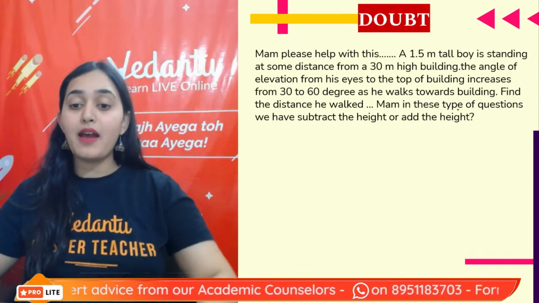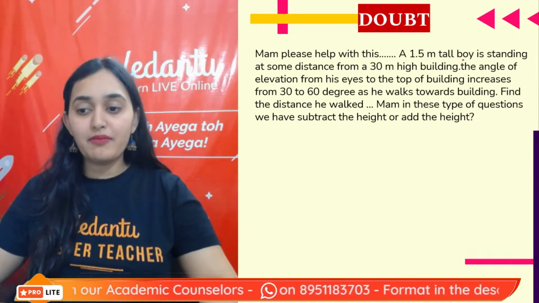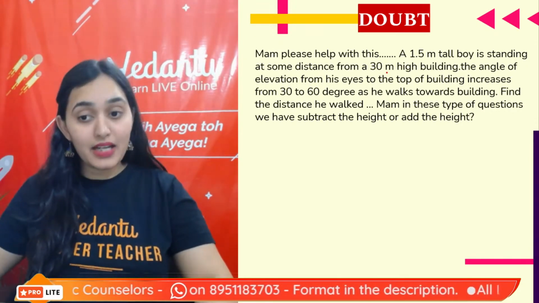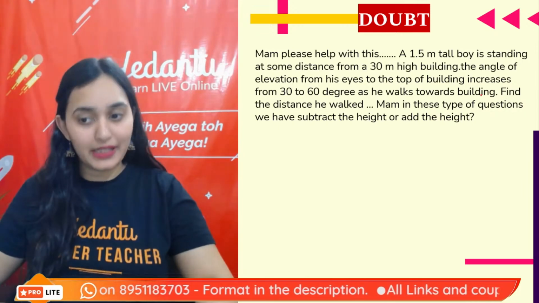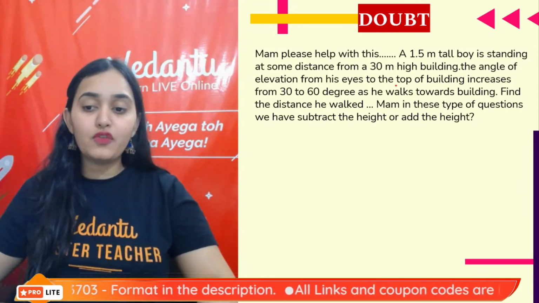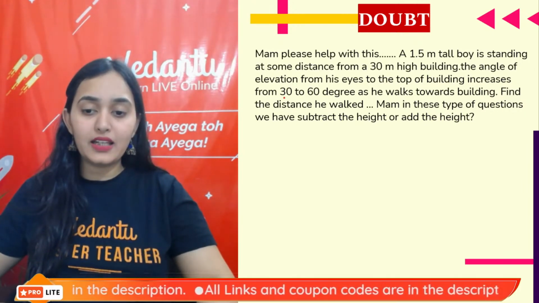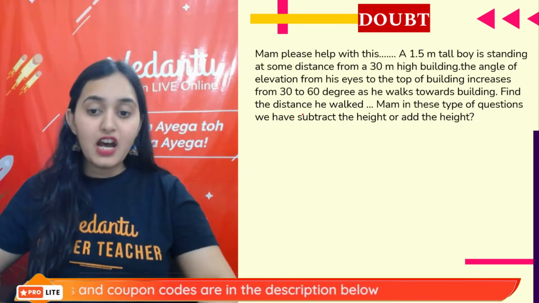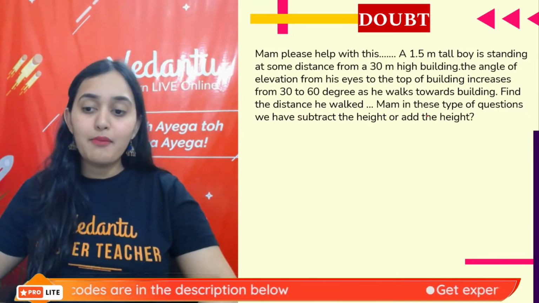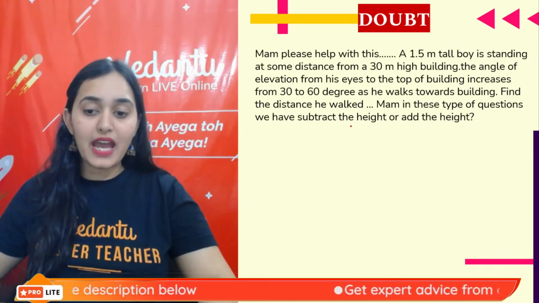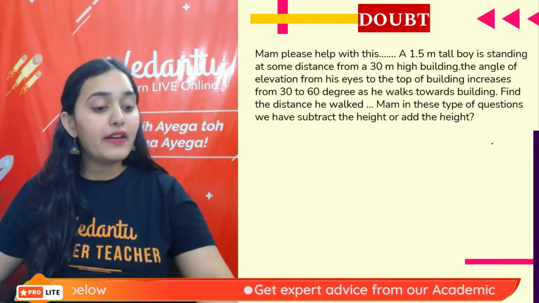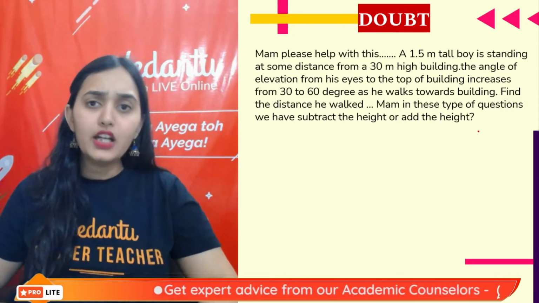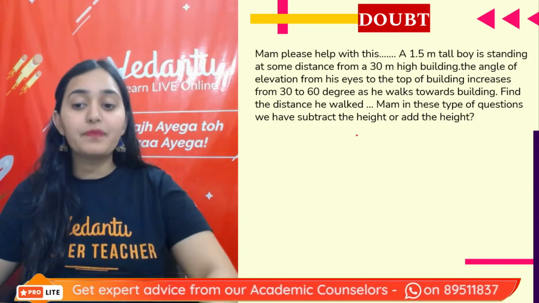The first question is, ma'am, please help with this. A 1.5-meter tall boy is standing at some distance from a 30-meter high building. The angle of elevation from his eyes to the top of the building increases from 30 degree to 60 degree as he walks towards the building. Find the distance he walked. Ma'am, in these type of questions, we have to subtract the height or add the height. What do you guys think? You have to subtract or add.